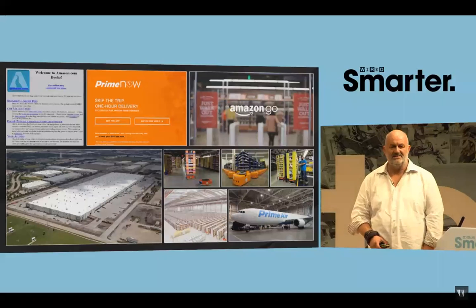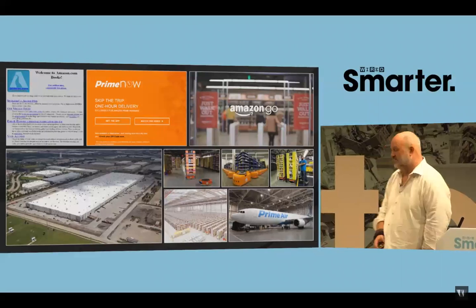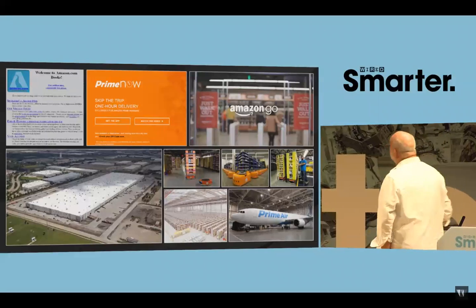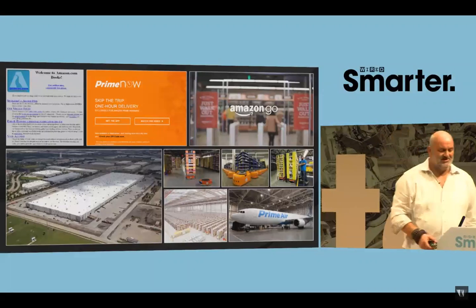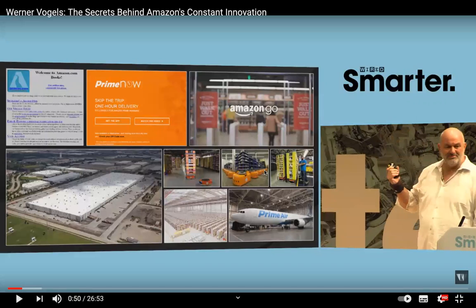So if you look at Amazon, it is 1995. E-commerce didn't exist. If you look all the way up in the left-hand corner, this is where Amazon was in those days. This is a nice video. I'll share the link of this video, or you can just search Werner Vogels is the secret behind Amazon's constant innovation. It's a very nice video. He talks about a lot of things.